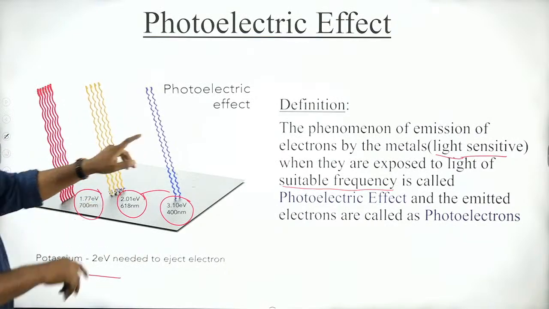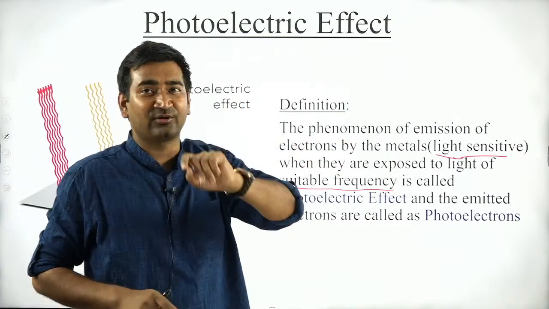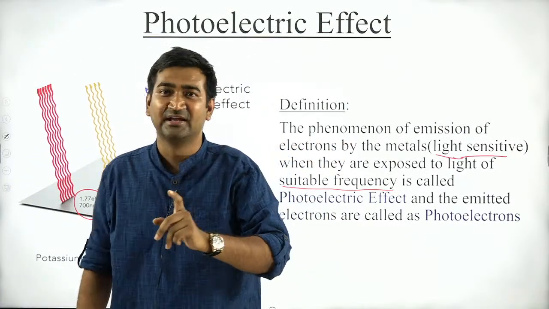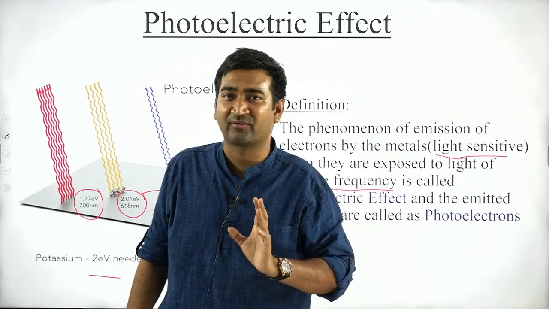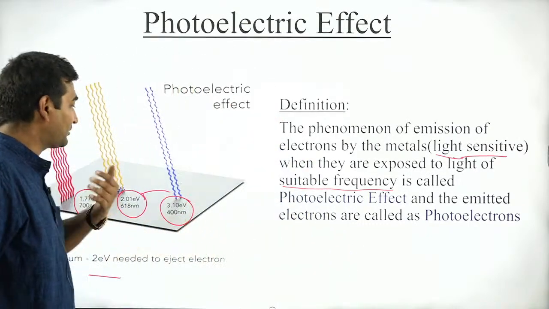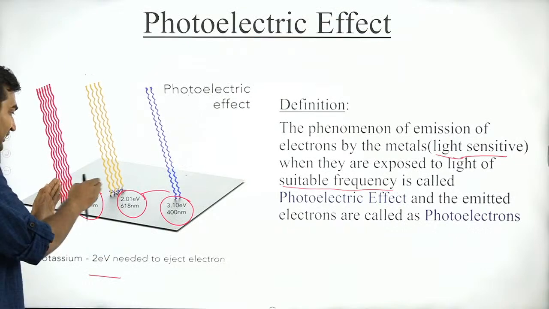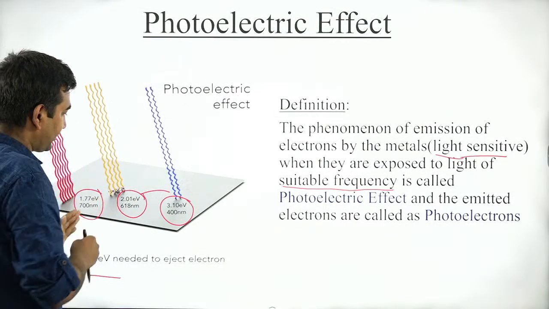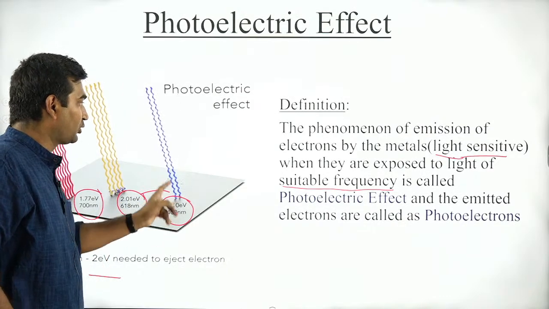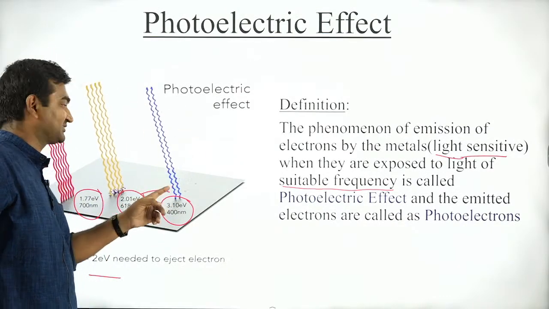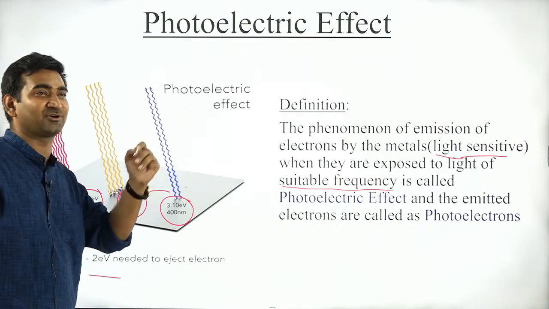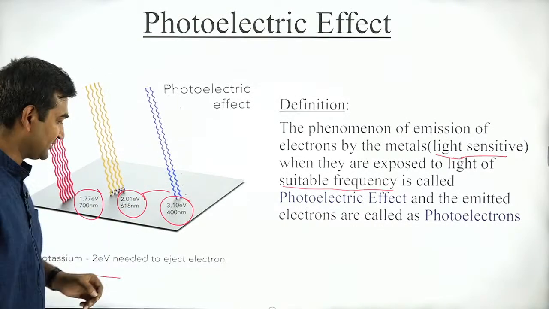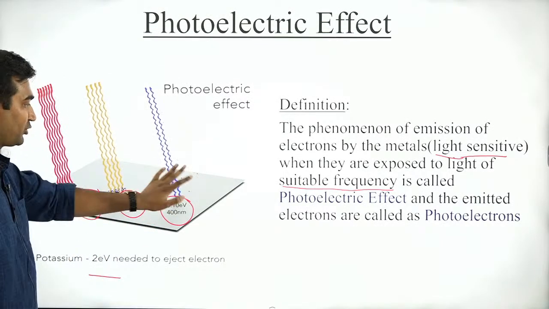So suitable frequency is required, and that is called threshold frequency. Threshold frequency means the minimum frequency, so by that minimum energy we will get the effect. These are having the energies of a particular wavelength, particular color, you can see, but only this will be able to eject the electrons. Only in this, the blue color small dotted electrons are getting out in this video. So this is causing the photoelectric effect.